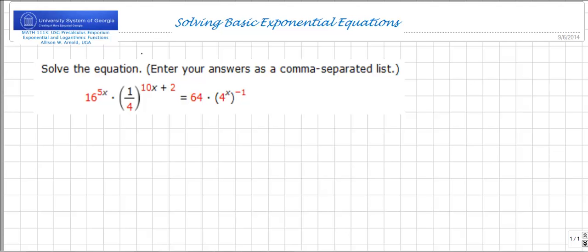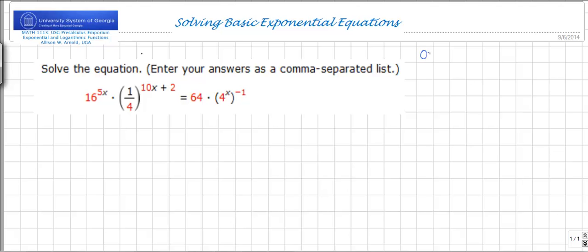Let's look at solving basic exponential equations. We'll have another section on more in-depth exponential equations later in this particular module. The basic exponential equation that hopefully will become your favorite is the one where you can express each side as a power of the same base.